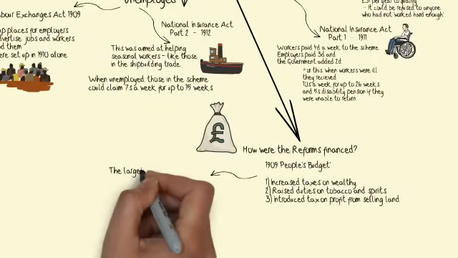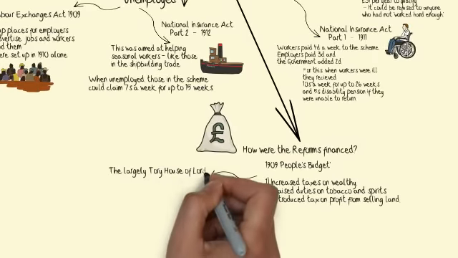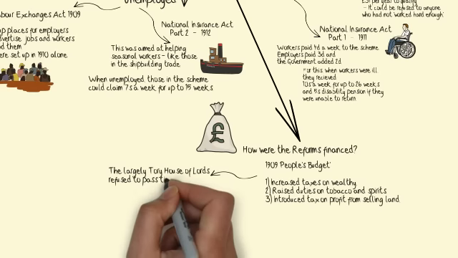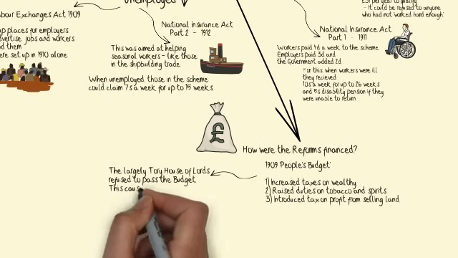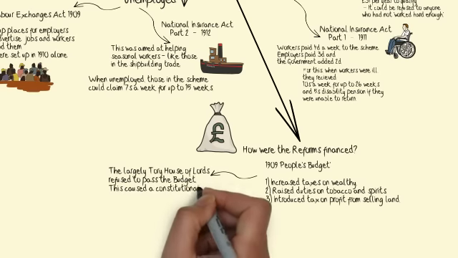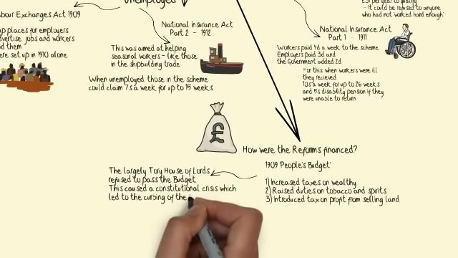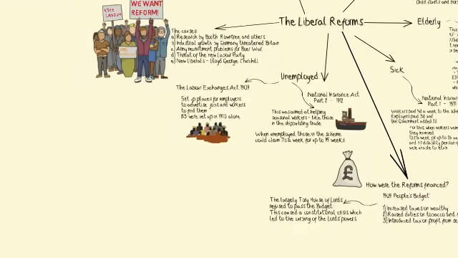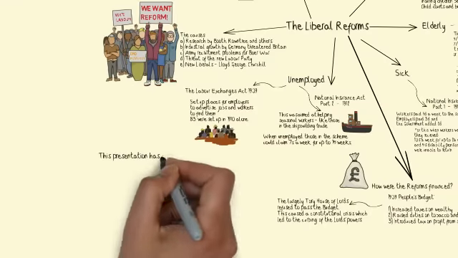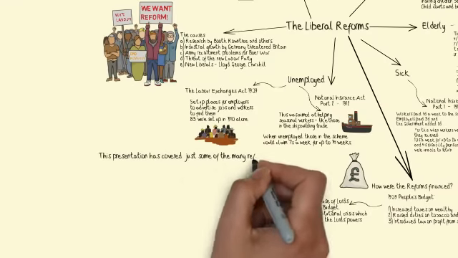Wealthy landowners, largely conservative, were heavily against these reforms, and the largely Tory House of Lords refused to pass the budget. This caused a constitutional crisis, which eventually led to the curbing of the powers of the House of Lords.